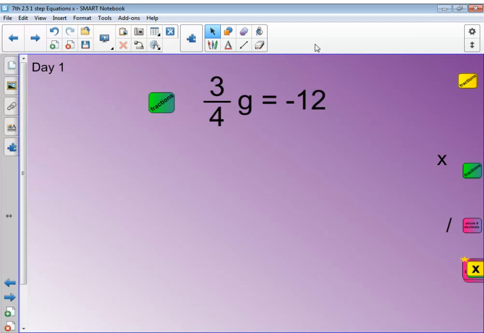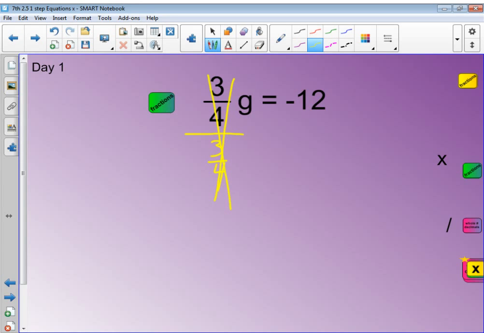Okay, so we have 3/4 G equals negative 12. So we want to get the 3/4 out of there. So we're going to divide by 3/4. Okay, so instead of writing it out the way that I just did, I should have written it out behind. So I'm going to go ahead and erase that and write it behind just so I know which fraction I'm supposed to flip. So divide by 3/4.